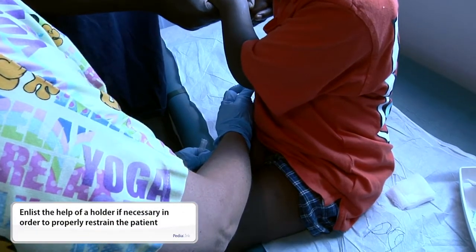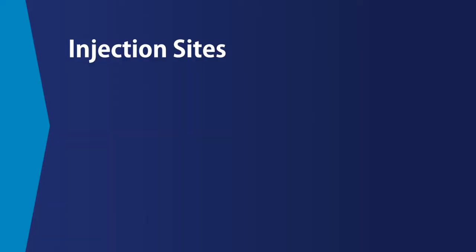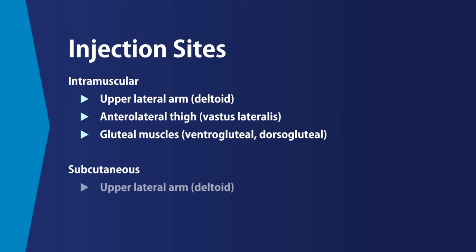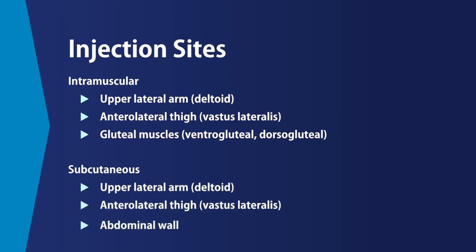Have another staff member or parent hold the child if necessary. Injection sites for intramuscular injections include the upper lateral arm, the anterolateral thigh, and the gluteal muscles. Subcutaneous injections may be given on the upper lateral arm, the anterolateral thigh, or the abdominal wall.